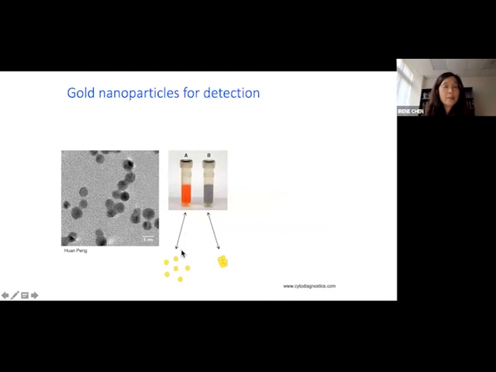So again, because this is a property of the electron cloud, it's quite sensitive to the aggregation state of the nanoparticles. So if they are dispersed in solution, they're red. If they're clumped together, then we get a different absorption, which is purple. And it's being taken advantage of in different fields, particularly in cancer nanomedicine for detection.